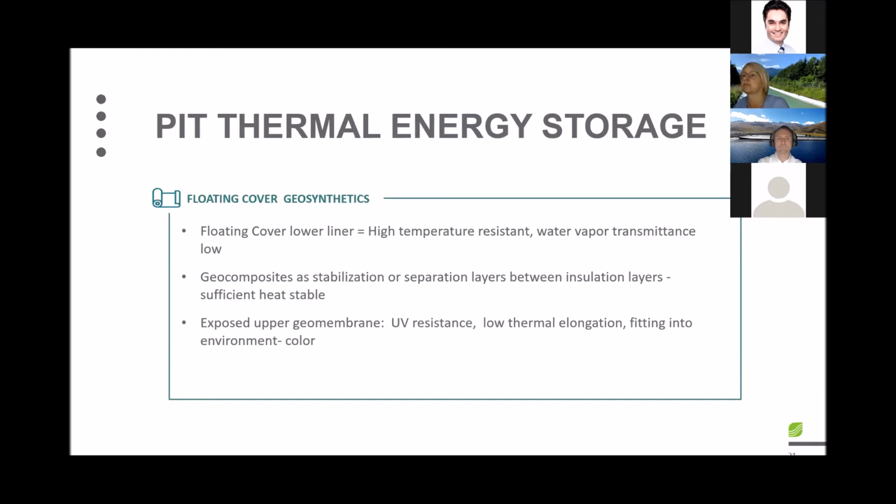There are different geocomposites, stabilization or separation layers between the insulation layers. They also need to be sufficiently heat stable. And the upper geomembrane, if it's exposed, has to offer sufficient UV resistance. It shall have a low thermal elongation in order to reduce waviness. Therefore, it is also recommended to use a light-colored geomembrane, because that reduces the heat on the liner, which reduces the waviness as well. And it can be colored to fit into the environment, so wherever it is located, a color can be chosen.